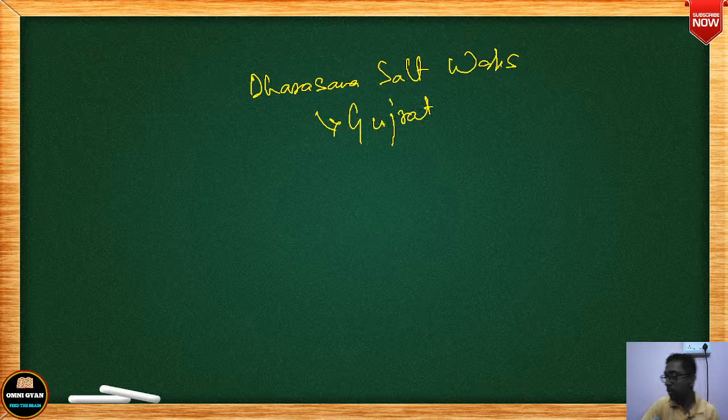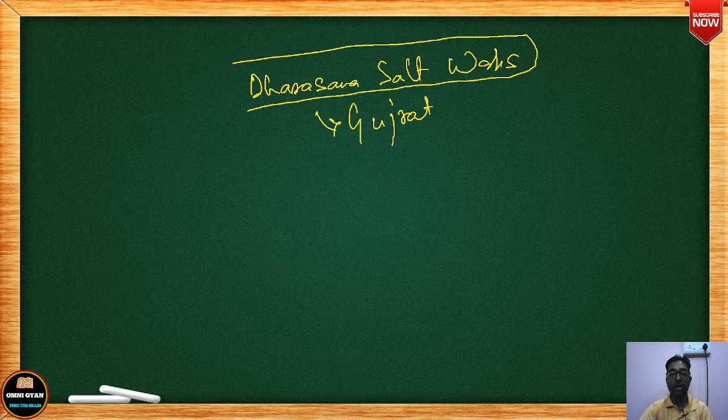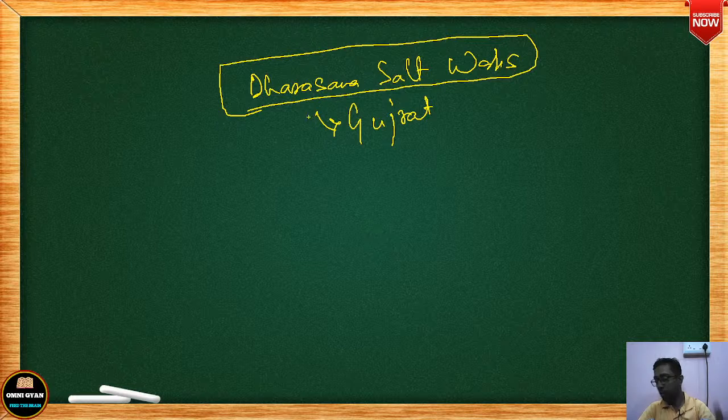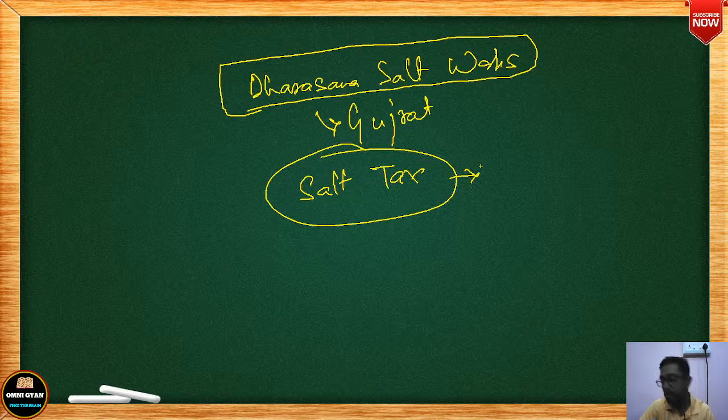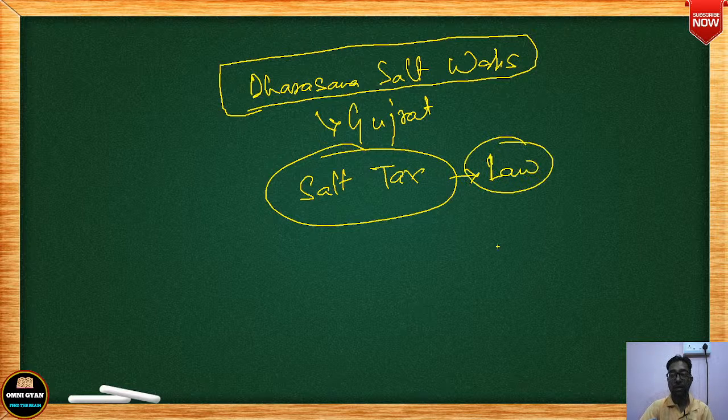Do you know why this was done? Why did Sarojini Naidu, Gandhiji's son, Imam Sahib, why did all of them go? Because the British had been increasing the salt tax. These satyagrahis were against this salt tax law.